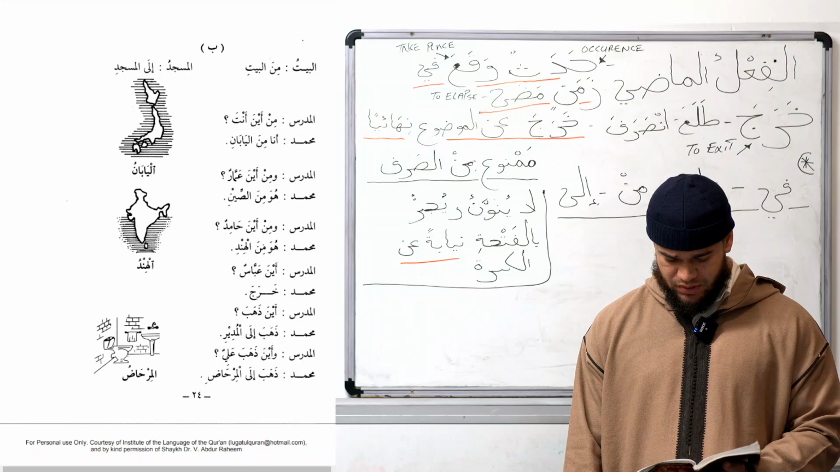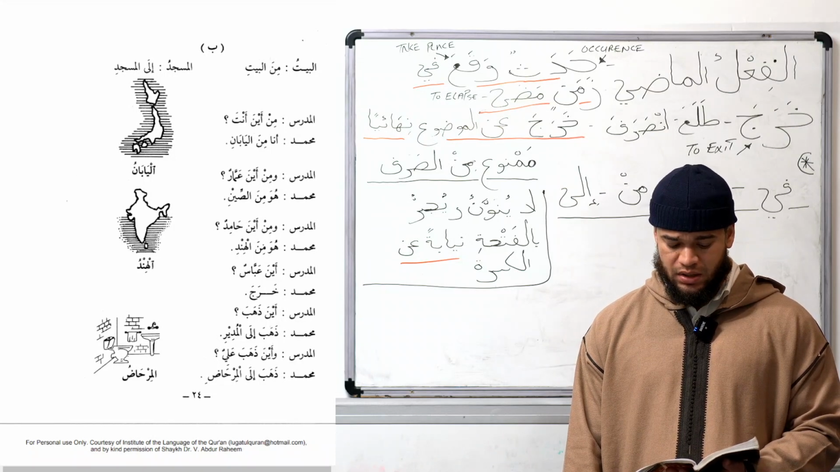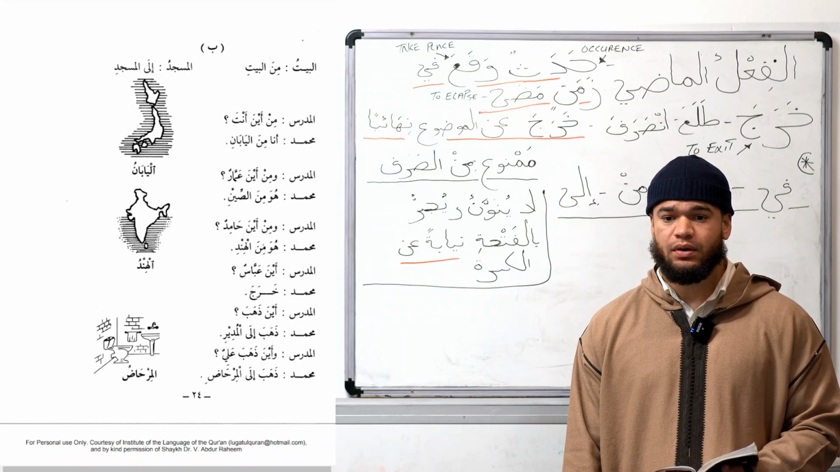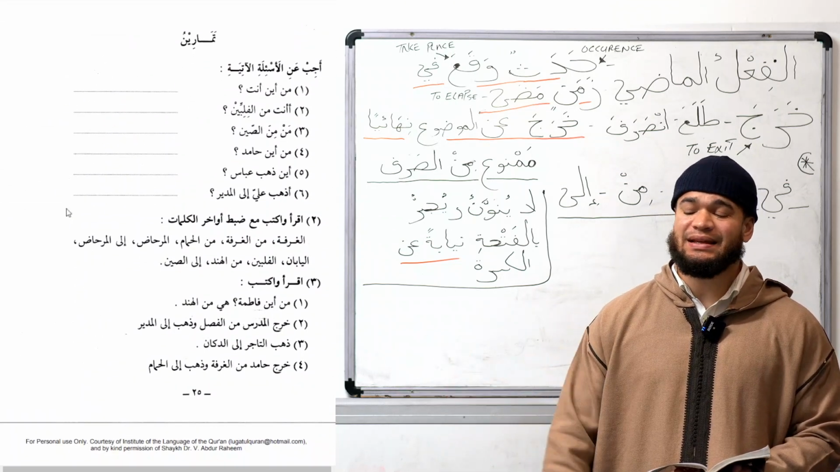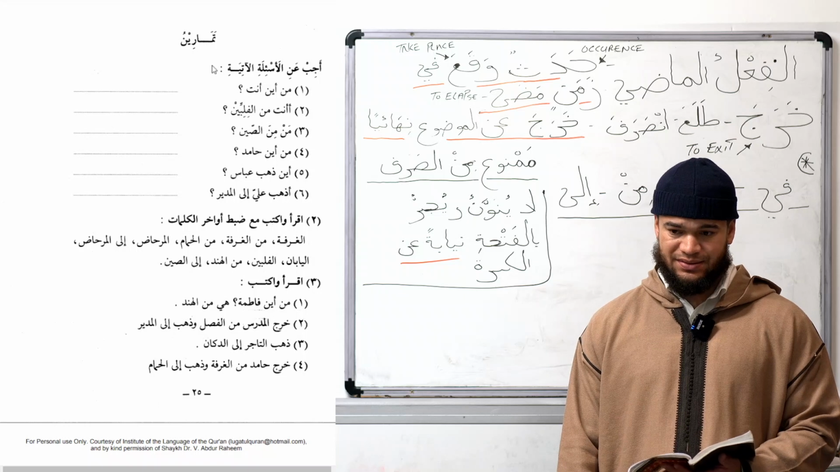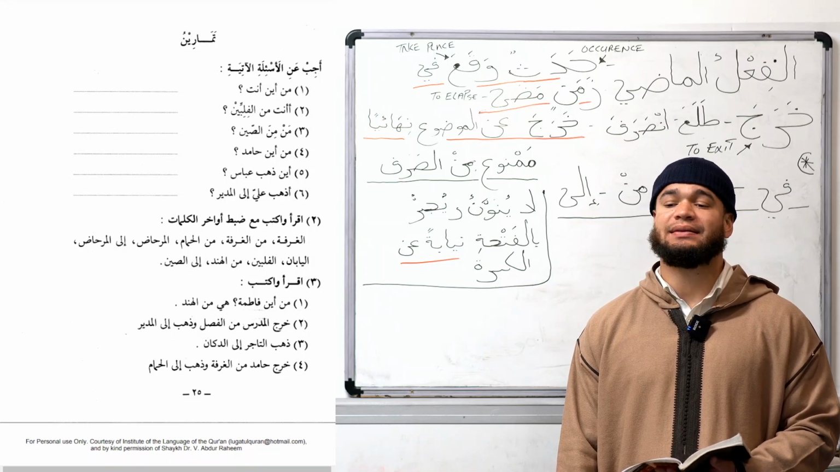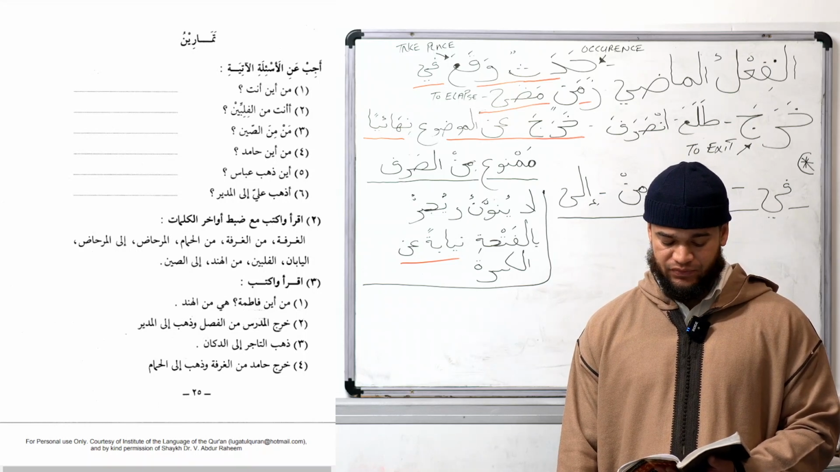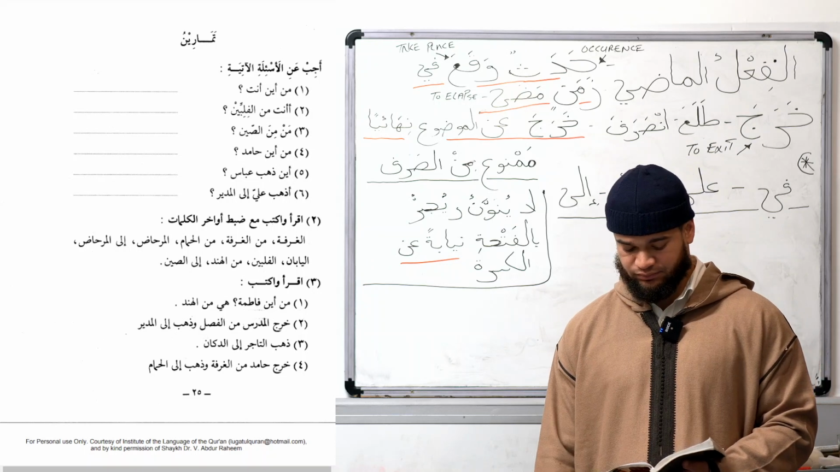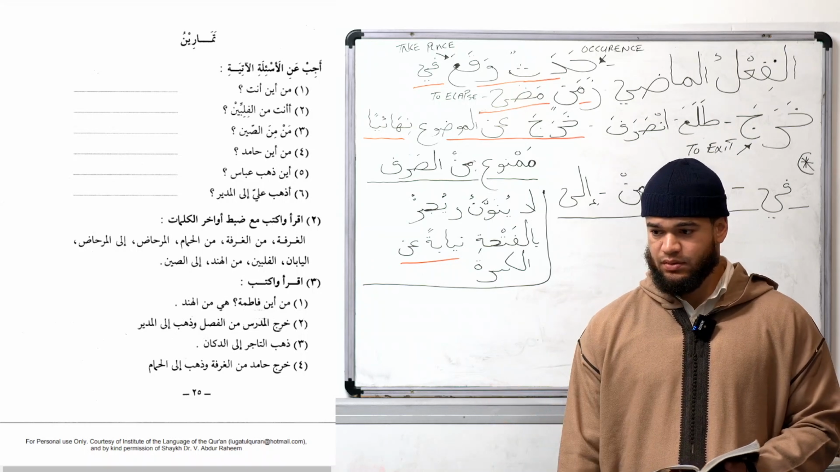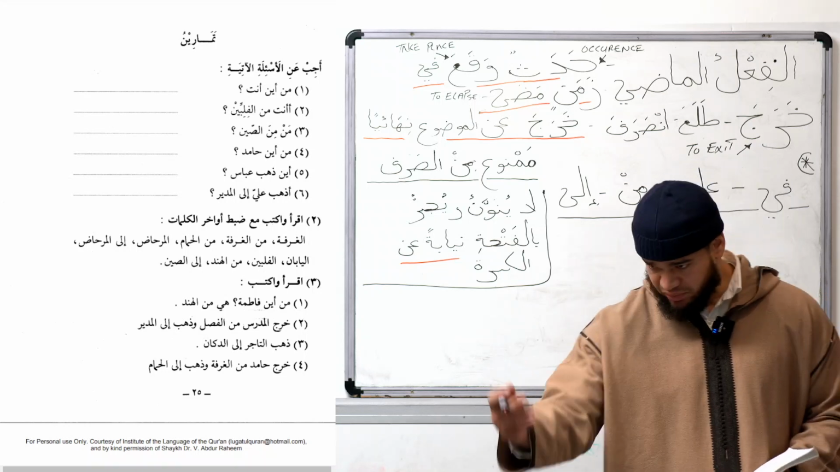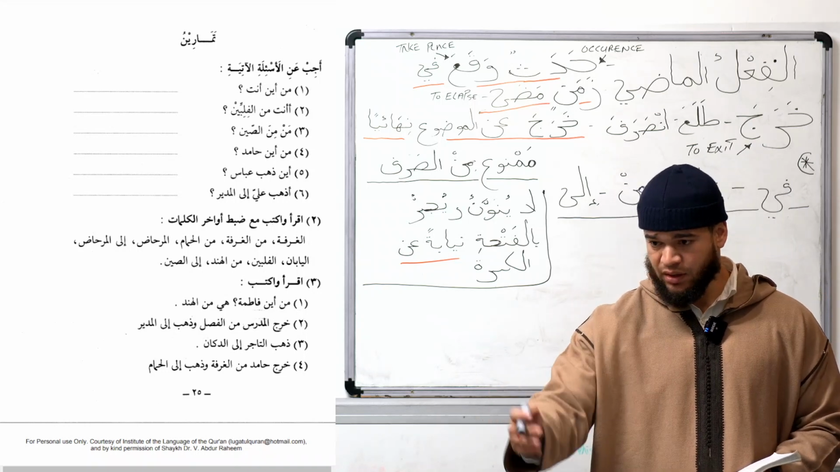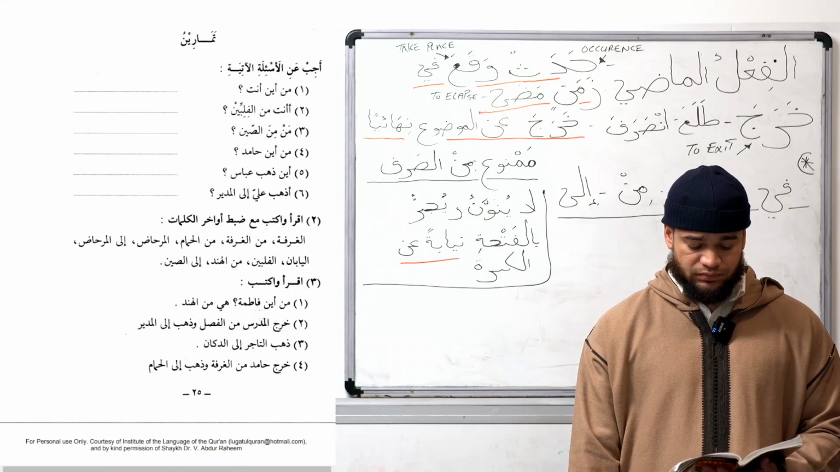Okay. Let's move on now. Ajib عَنِ الْأَسْئِلَةِ الْآتِيَةِ. What does that mean? Ajib means respond to the following questions. Ajib means answer. Ya akhi, ajib as-su'al. Answer the question. All right.